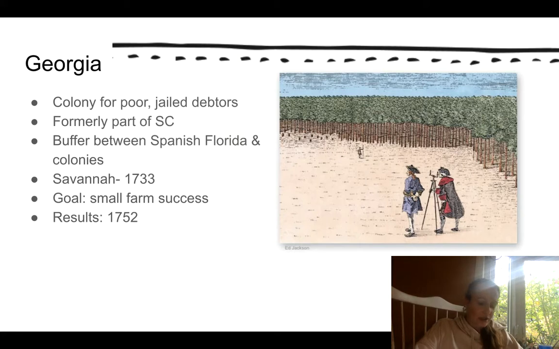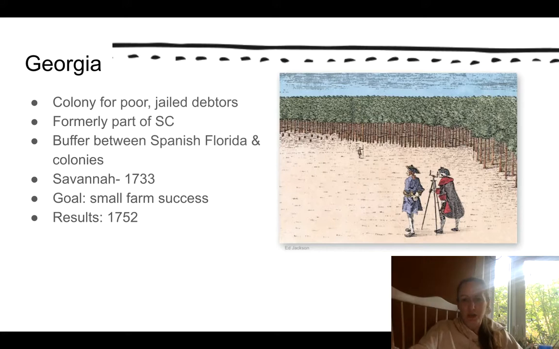Georgia, this was a colony for poor jailed debtors. So back then, you could literally go to prison for having debt. So imagine if everyone who couldn't pay off their credit card debt during this coronavirus went to jail, right? There wouldn't be enough jails. It was formerly part of South Carolina. This was also considered to be a buffer between Spanish Florida to the south and the other English colonies to the north. So let's take these people, not put them in jail, but make them the people that stand between us and the Spanish.